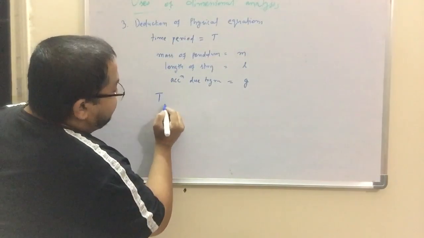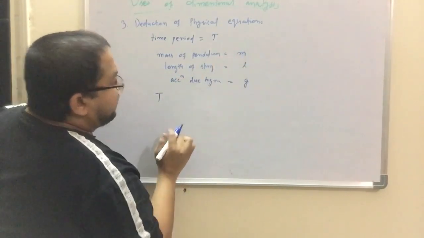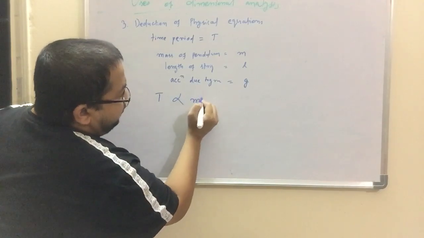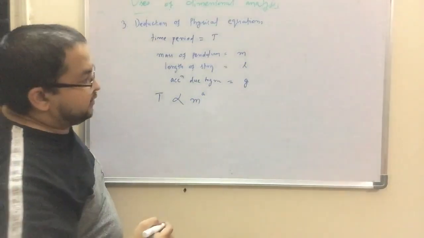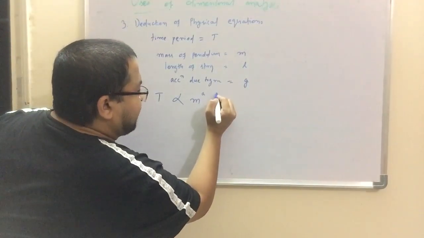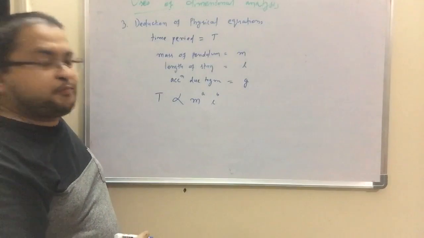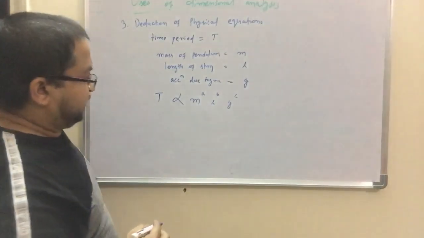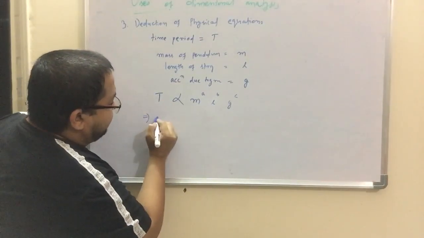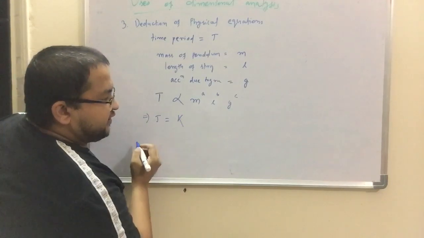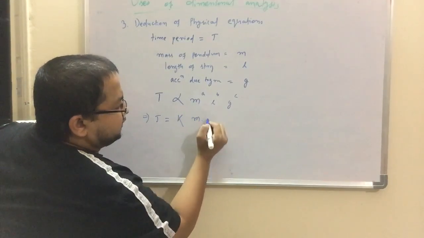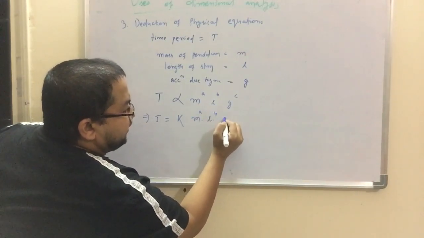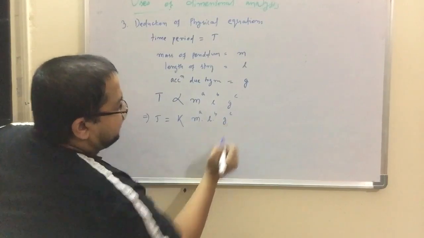So we said t depends on mass. If I put it mathematically, how should I write? T is proportional to mass raised to the power a, into length raised to the power b, and gravitational acceleration g raised to the power c. Which means I can say time equals some constant k into mass to the power a, length to the power b, and gravitational acceleration to the power c.